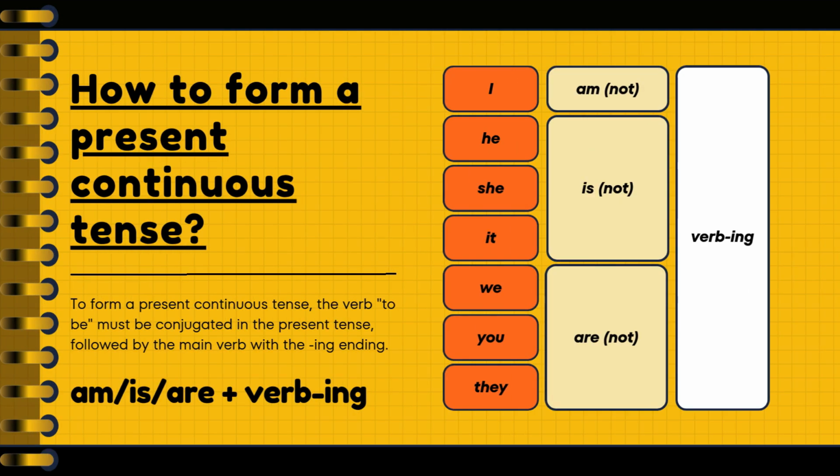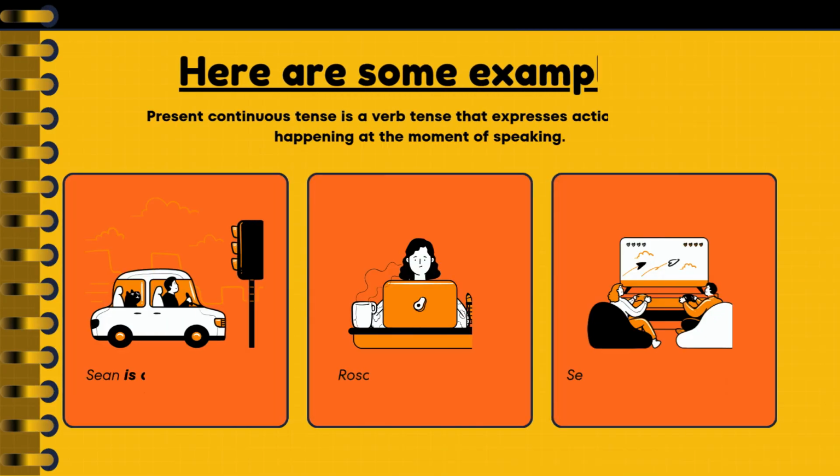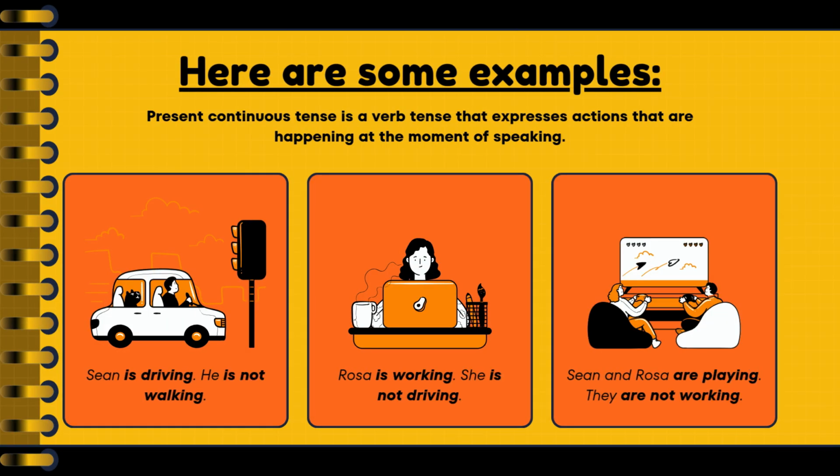How to form a present continuous tense. To form a present continuous tense, the verb, to be, must be conjugated in the present tense, followed by the main verb with the ing ending. Am, is, are plus verb ing. Here are some examples. Present continuous tense is a verb tense that expresses actions that are happening at the moment of speaking.